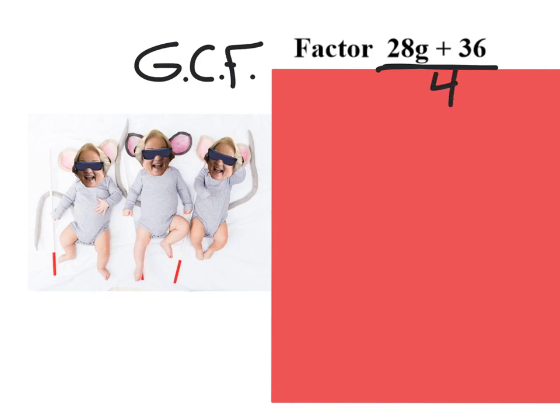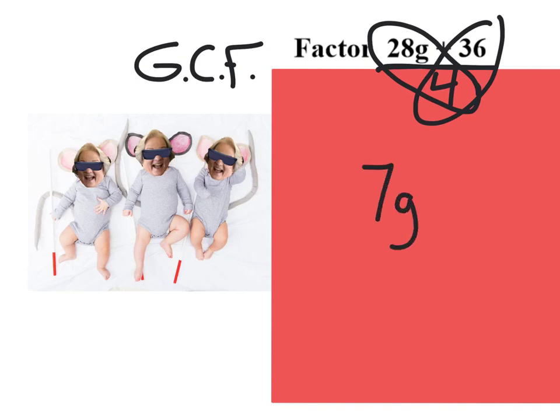So I'm going to divide both of those by 4. And just like the distributive property, both of those in that group are going to be divided by 4. We're used to multiplying with the distributive property, but we're going to divide, because of course we're undoing that distributive property. So 28g divided by 4 is 7g, and 36 divided by 4 is 9.